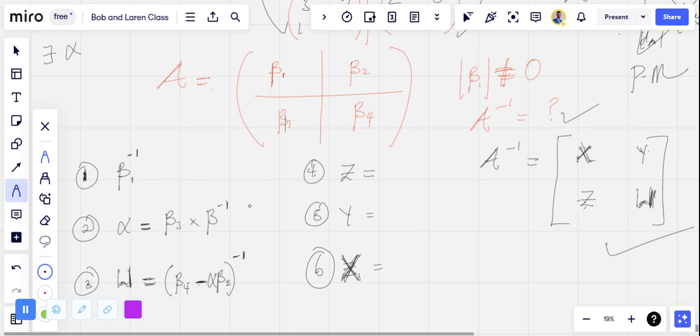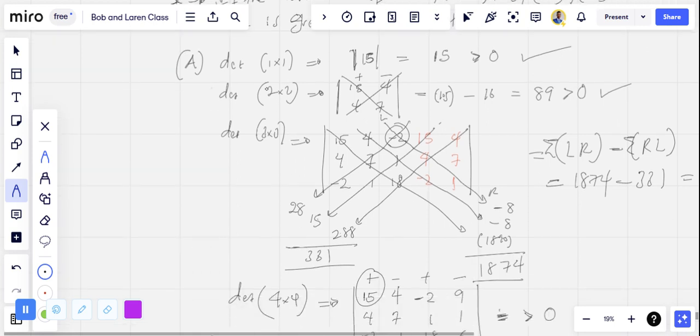Okay, what if I want to start? Let's say I just go up here and I want to quickly recall without copying. What was the first step? Let's quickly refresh our brain together. First step, I said find the beta 1 inverse. Okay, you now have beta 1, beta 2, beta 3, and beta 4. This was the partitioning I used, right?